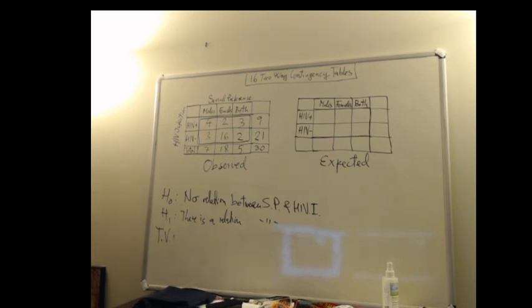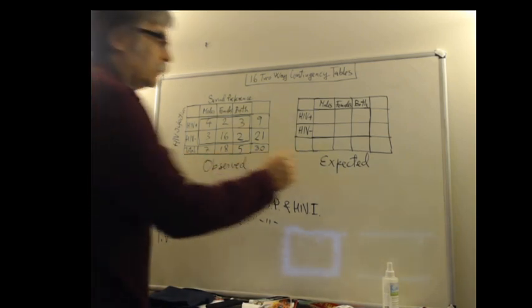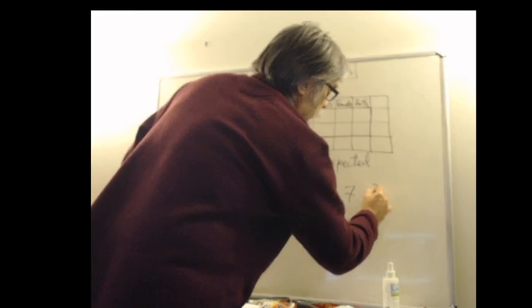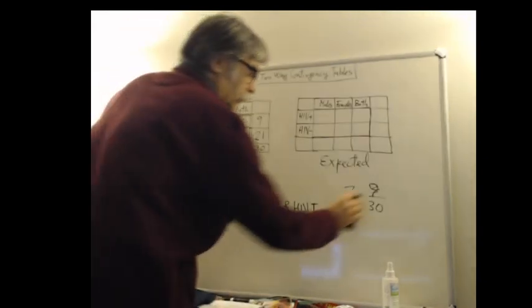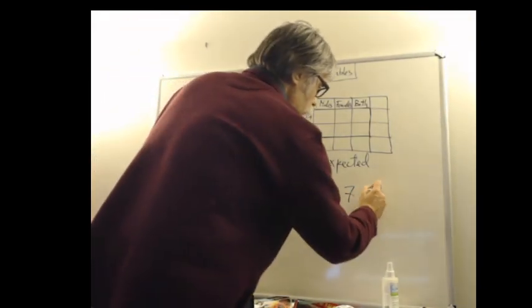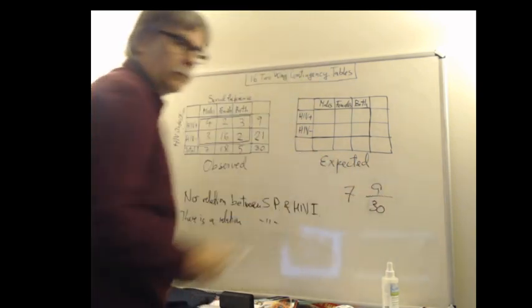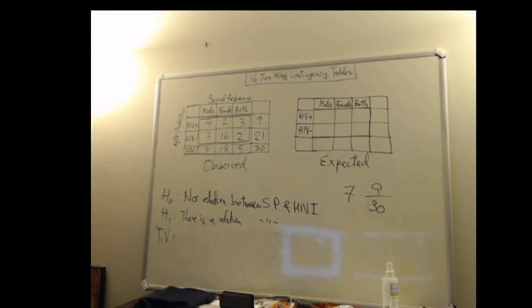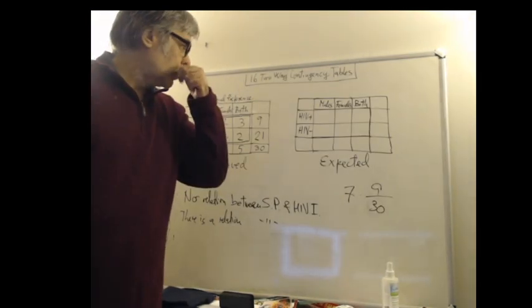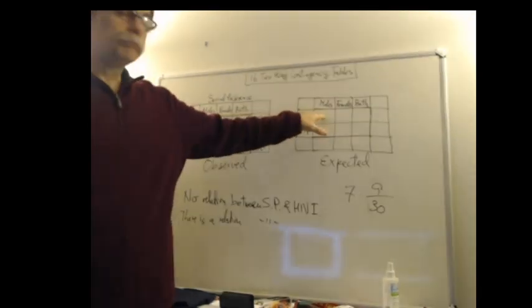If there is no relation between HIV infection and sexual preference, and we are assuming this is true, I should have 30% of the gays infected. So I would have 7 times 9 out of 30, which is 30%. So 30% of 7 should be infected. That's the number that goes here.